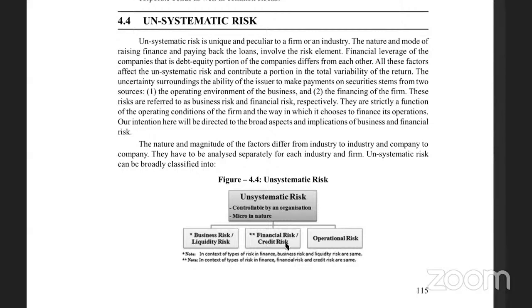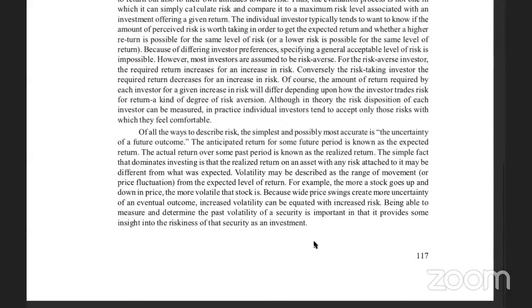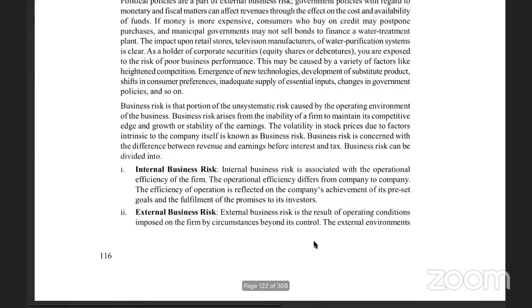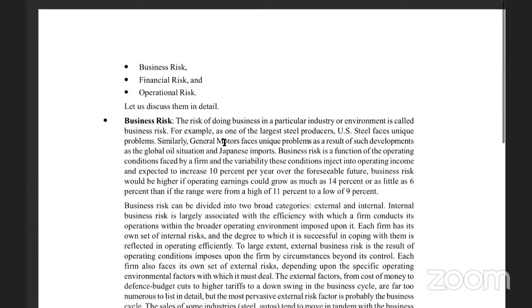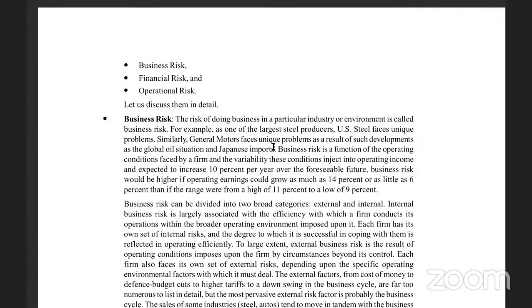Credit risk is also default risk. When customers don't pay for the goods that they have purchased from you, that's credit risk. Operational risk is the overall performance of the company. Then business risk and financial risk in detail. Business risk is the risk of doing business in a particular industry or in a given environment.